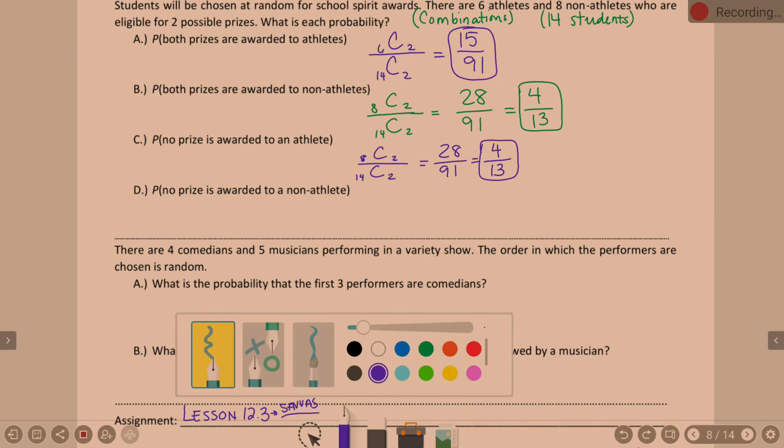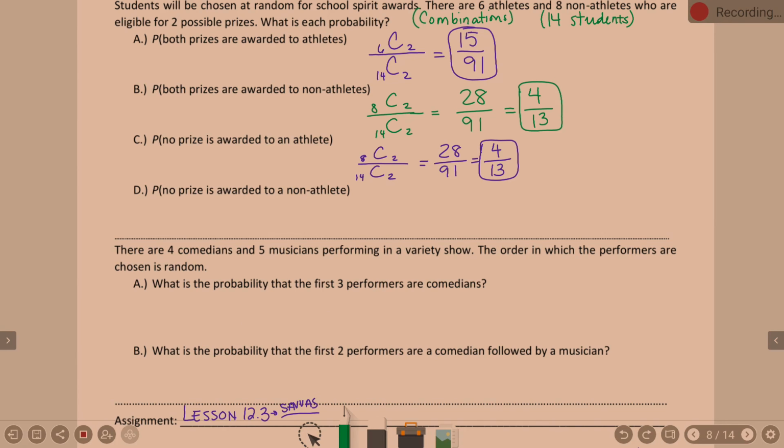One last one here. No prize is awarded to a non-athlete. 6C2. Okay, so if no prize goes to a non-athlete, there's only 2 categories here, aren't there? So that means all prizes are going to athletes. So 6C2. And that takes me back to 15 over 91.